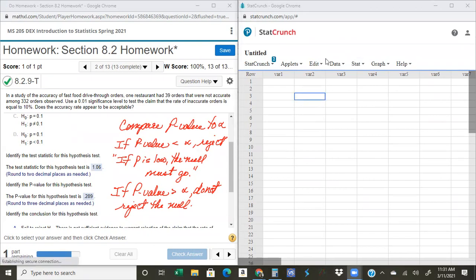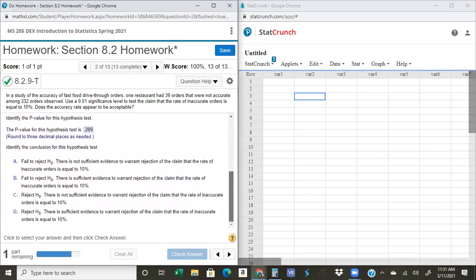So in this case, because our p-value is 0.289, and we're comparing that to 0.01, and 0.289 is obviously way larger than 0.01, our results in this case would be that we do not reject the null. So we've got two options down here on fail to reject the null. We know that it's one of these two.